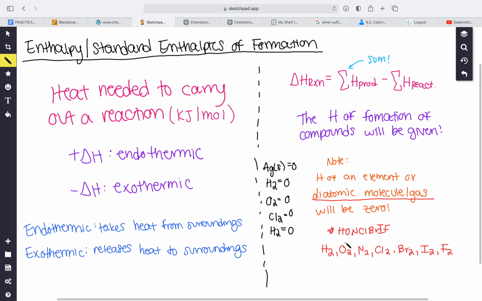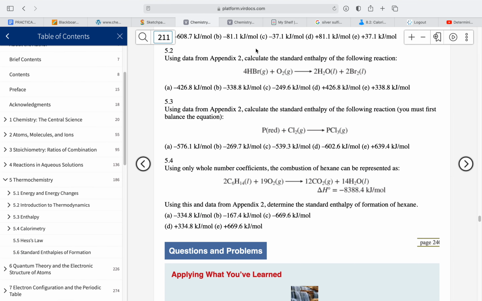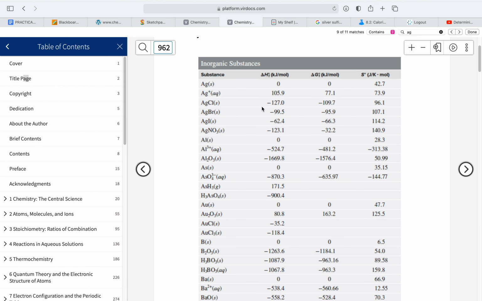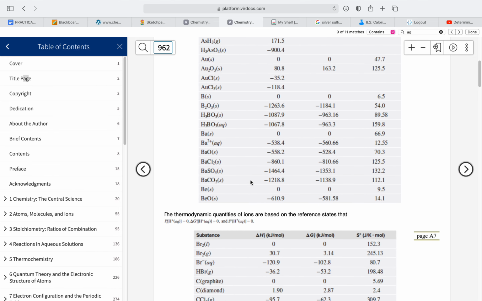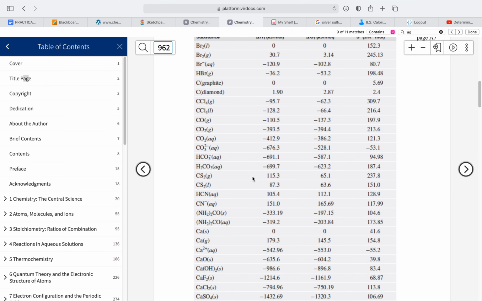So again, we have H2, O2, N2, Cl2, Br2, I2, and F2. So those are just ones to watch out for if you're doing a problem and you see them and you're like, oh my god, I can't find the heat of formation of them. You can assume it's 0, right? So let me see if I can find some examples of those. Yeah, Br2, which is a standard state. It's the Br there.